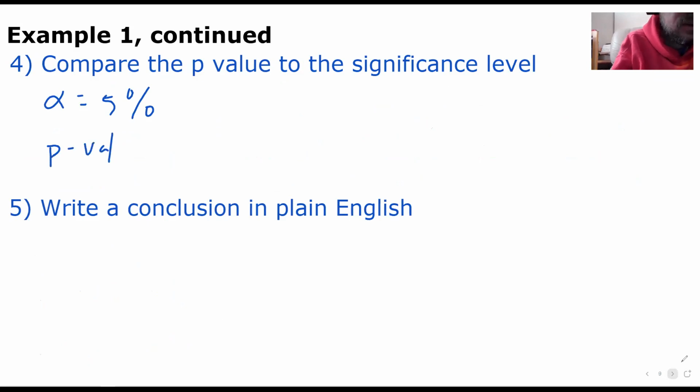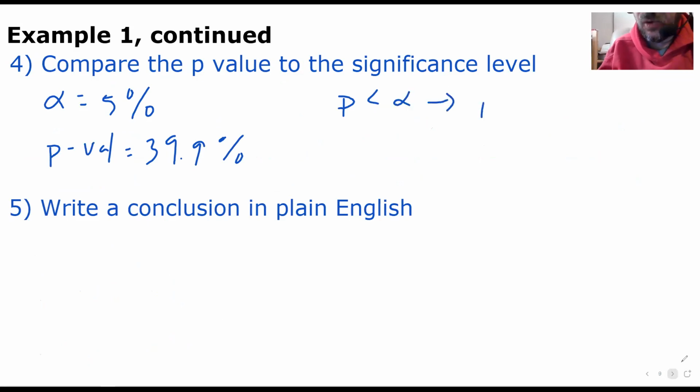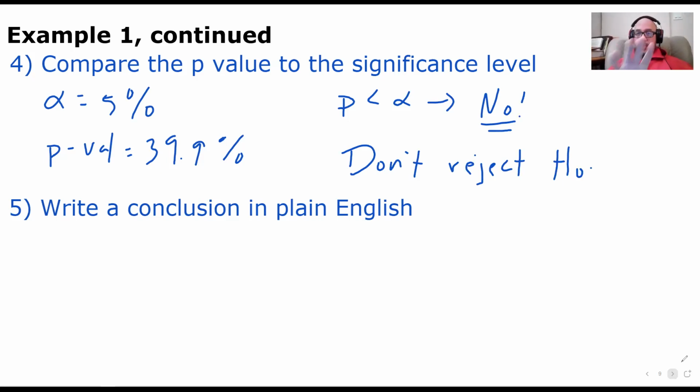P-value equals 39.9%. So is P less than alpha? No. So we don't reject H naught. So notice that our data is very consistent with the null hypothesis. It does not contradict the null hypothesis, because it's quite likely that we would get such a sample, or one that is more extreme, if the null hypothesis was true, right? There's a very good chance that that would happen. So this data does not make me want to reject the null hypothesis.